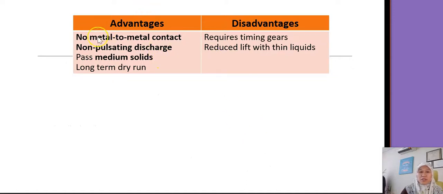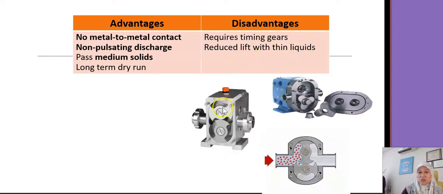Alright, what are the advantages? No metal-to-metal contact, so the lobes don't meet or touch. No pulsating discharge, it just flows nicely. And the medium can involve solids too. Long-term dry run, it can dry run. It requires timing gear, it must have timing gear. And reduced lift with thin liquid, it's not very suitable for thin liquid.